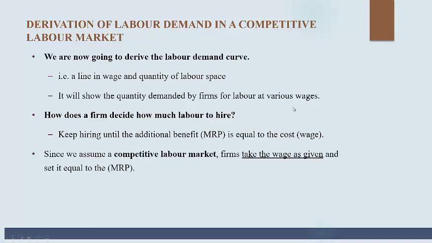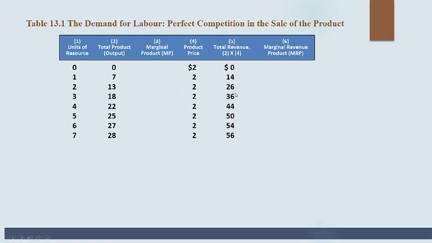Since we're assuming a competitive labor market, any particular firm is so small they have no influence over the wage rate. They're not a very large employer compared to the whole labor market, so they just take whatever the wage is as given, similar to how a perfectly competitive firm in the product market takes the price as given. And as we'll see, this will trace out a labor demand curve.